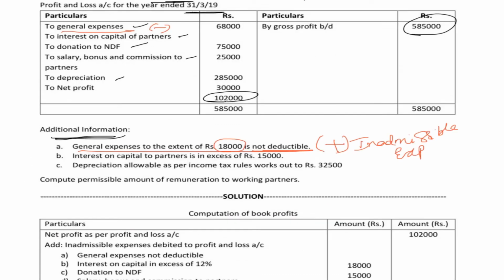Okay, now let's check the values here. Net profit as per profit and loss account we have 1,02,000, which is already given in the problem. You will add all the inadmissible expenses. Point number 1, we have general expense to the extent of 68,000, out of which 18,000 is not deductible. When they take it on the debit side, they have already deducted it, so you will add it back to the net profit to get the proper book profit. General expenses not deductible, the value is 18,000.